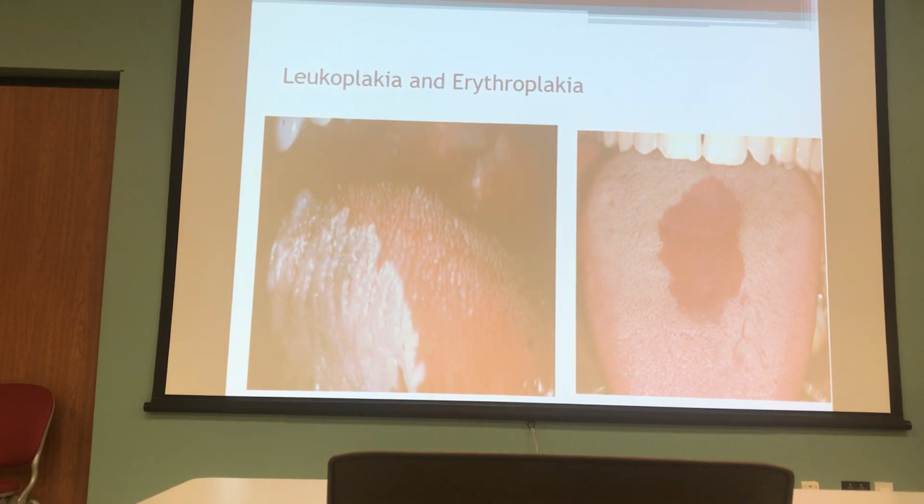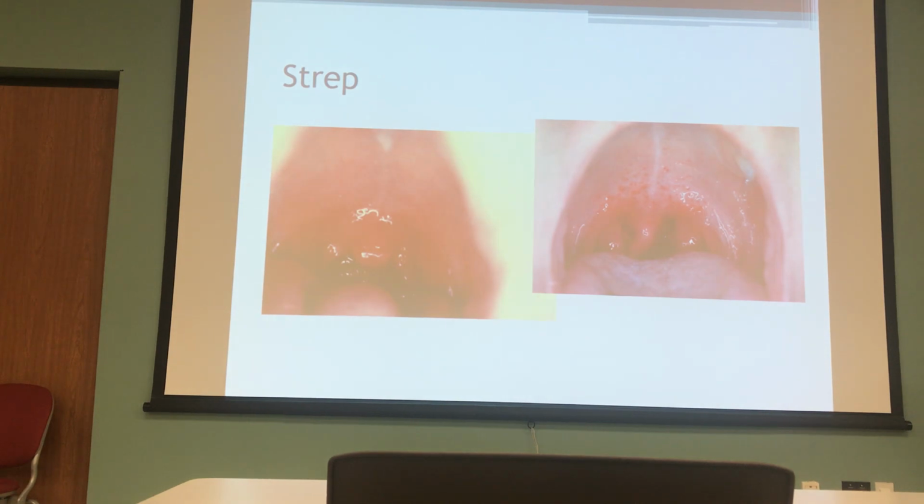Leukoplakia and erythroplakia. Leuko, white; erythro, red. So if I give you a red blotch, you know it's erythroplakia. If I give you a white blotch, you know it's leukoplakia, right? Erythro, red blood. Leuko, white blood. Got it? Yes, ma'am.